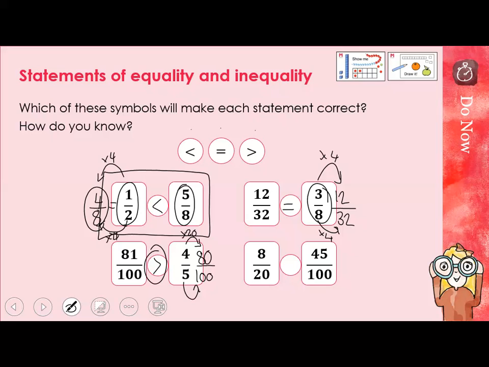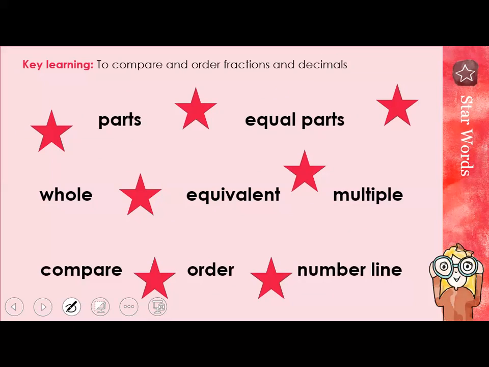Last but not least, we have this last question. I'm taking the one with the smaller denominator, and I want to put it over 100. I want to convert it to a number of hundredths. So I need to multiply that by 5. Whatever I do to the denominator, I need to do to the numerator. And 8 multiplied by 5 is 40. Is 40 hundredths greater, less than, or equal to 45 hundredths? Oh, well done if you worked out it was less than. 40 hundredths is less than 45 hundredths.